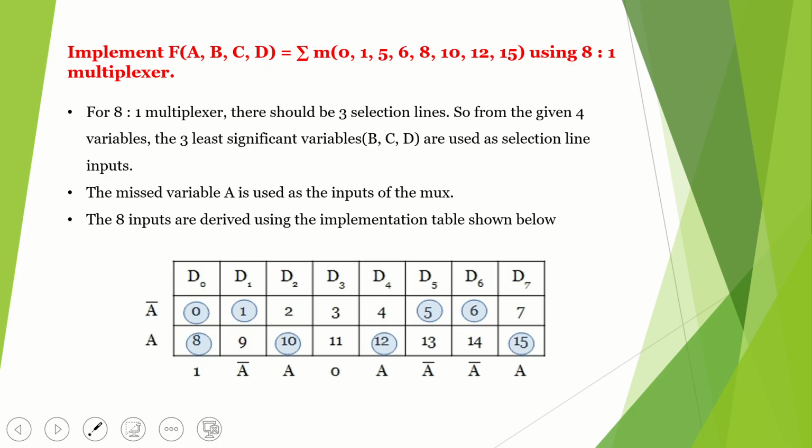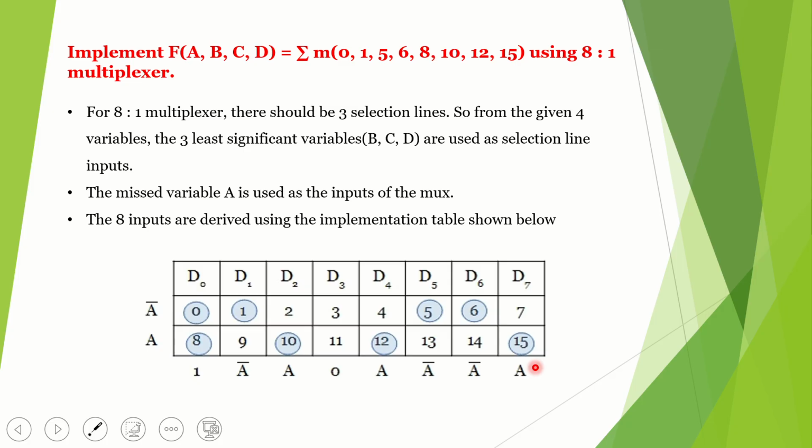So we have derived all the inputs equation. D0 value is 1, D1 value is A bar, D2 value is A, D3 value is 0, D4 value is A, D5 value is A bar, D6 value is A bar, D7 value is A.